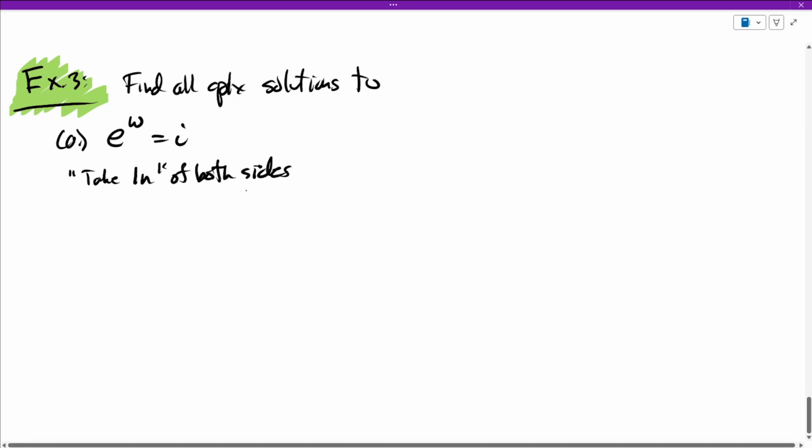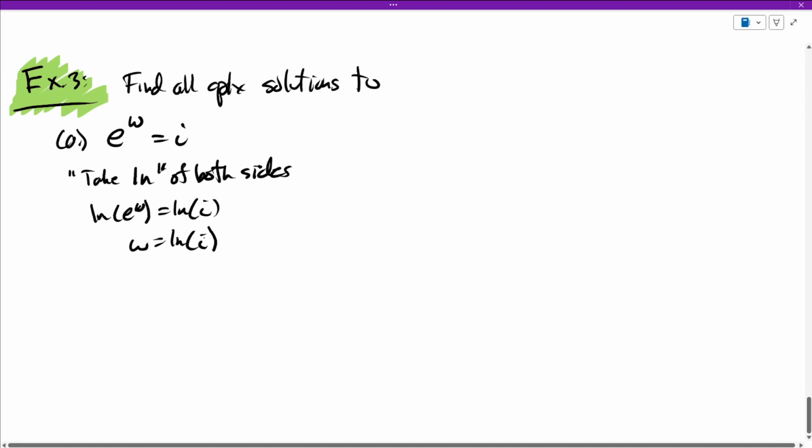We'll see that is kind of a nuanced thing to say, but nevertheless, if we could take log of both sides, we would need to be able to take log of a complex number, right? So log and the exponential functions should somehow undo each other. So let's write that out. Log of e to the omega is log of i, and so omega should be log of i.